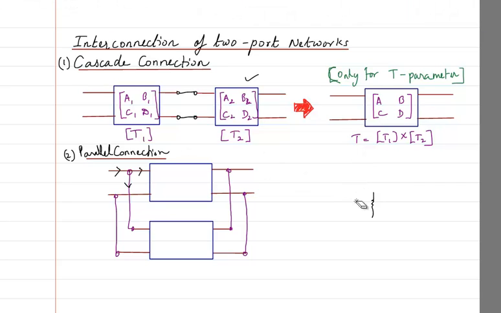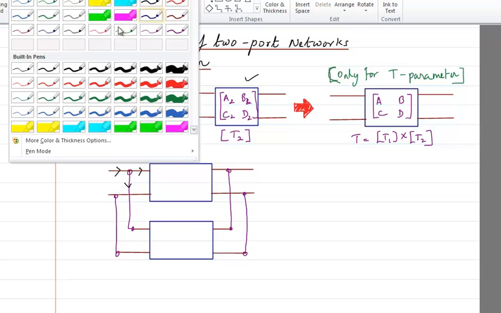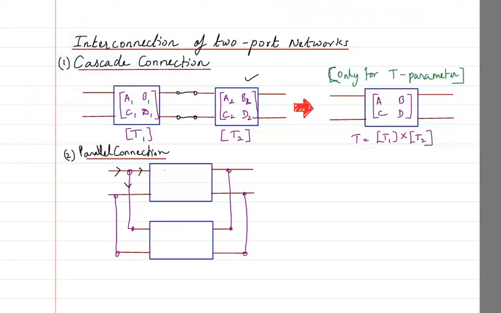So in the case of parallel connection, the term that we use is the Y parameter. Suppose this one has a Y parameter of Y11, let me call it Y dash. So Y11 dash, Y12 dash, Y21 dash, and Y22 dash. Suppose that is the Y parameter.